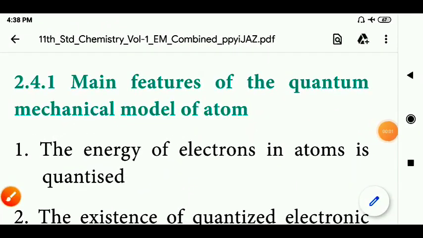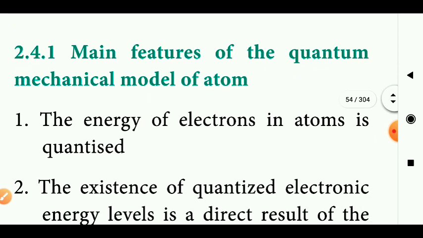Now we will see the main features of the quantum mechanical model of atom. The first one, the energy of the electrons in an atom is quantized. You have already discussed this. What does quantized mean? It has a definite value.